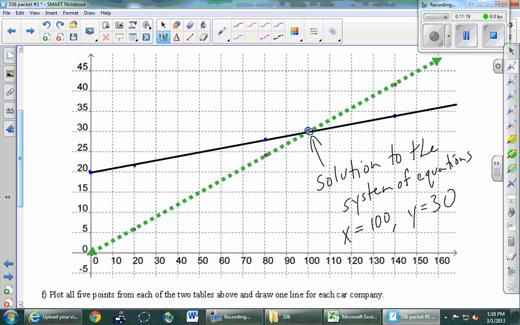So a system of equations, as Evan just said, is more than one equation. For us, we're going to be solving two equations. That's what we're doing here. And the solution is the point that's on both. It's the point of intersection.